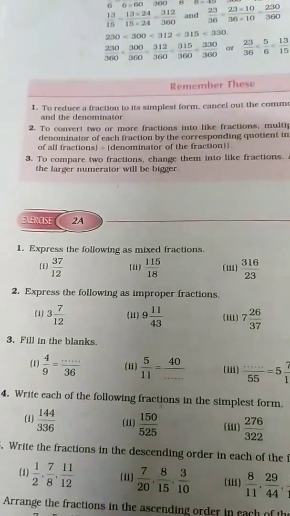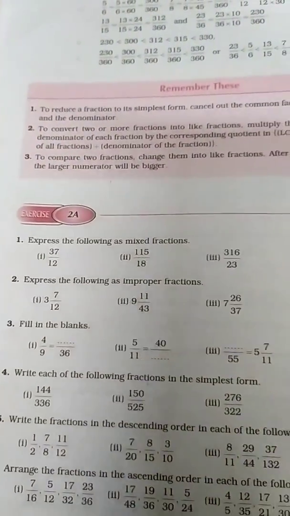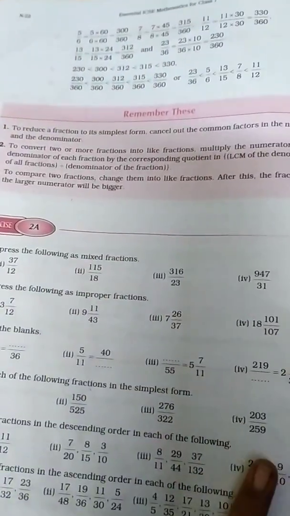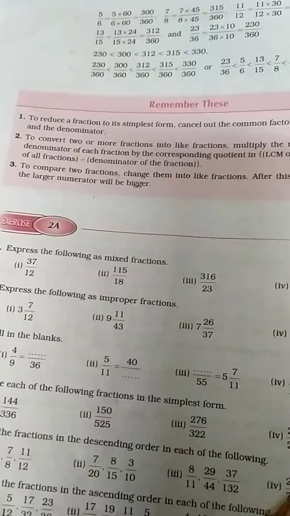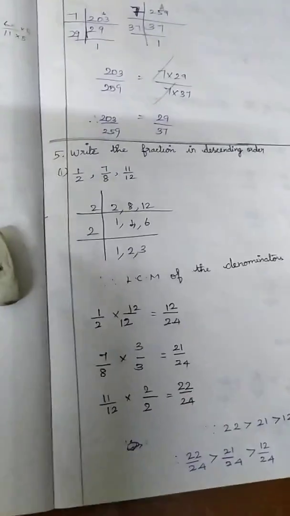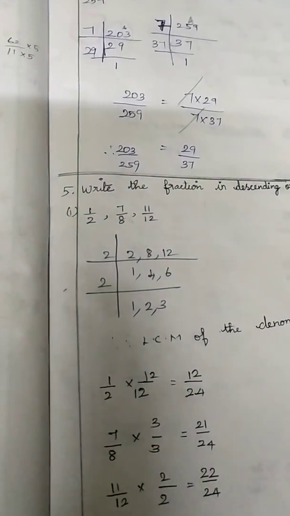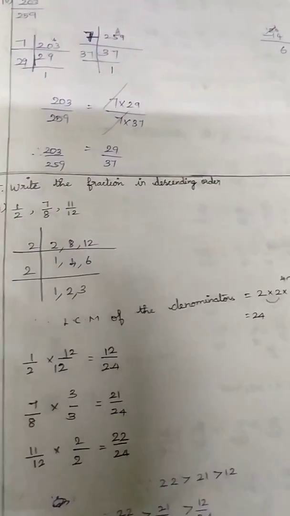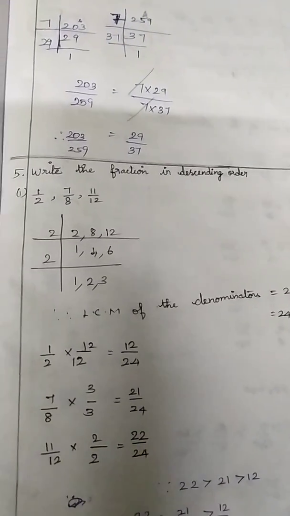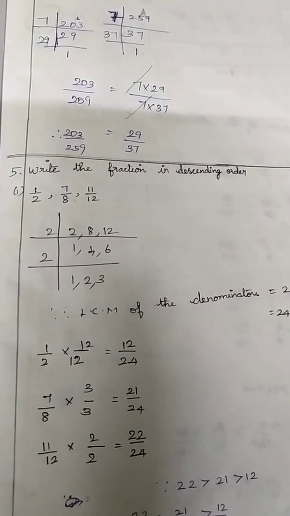Exercise 2A, problem number 5, write the fractions in descending order. What do you mean by descending order? Writing the fractions from the greater fraction to the smaller fraction. Now, let's look at the first problem: 1 by 2, 7 by 8, 11 by 12. So, these are your fractions, and we are going to write them in descending order.